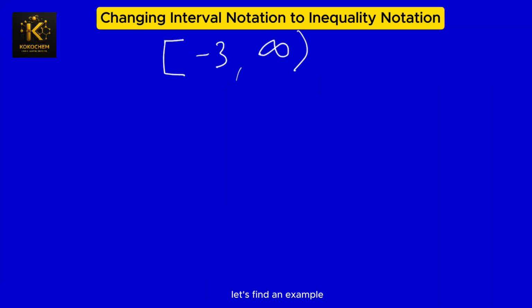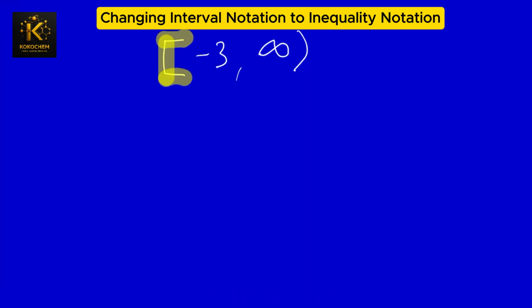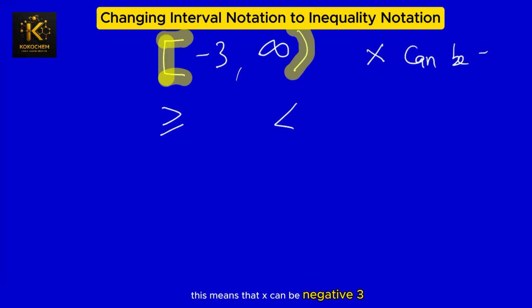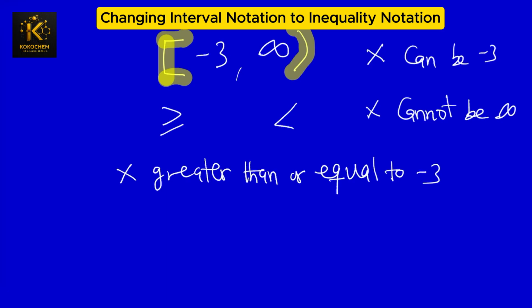If you need an example, think of minimum requirement, like you must be at least -3, but after that, there is no upper limit. Whenever you see this bracket, it means greater than or equal to. When you see this parenthesis on the right hand side, it means less than. This means that x can be -3, but x cannot be infinity, meaning x can be greater than or equal to -3 and x is less than infinity.